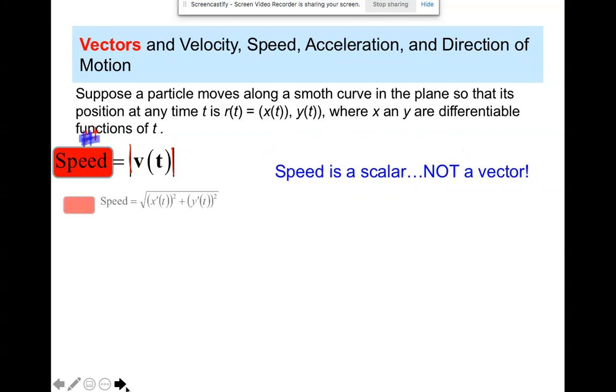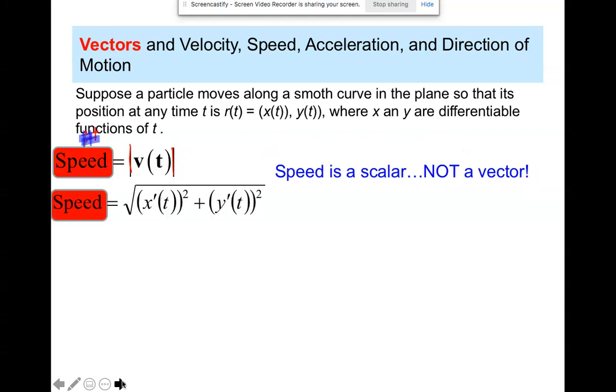And remember, it is not a vector. So there's your speed. Make sure, look at your notes. I think I corrected it, but there was a typo. I just copied over dy dt twice. But it should be dx dt squared and dy dt squared, square root of. Now don't get this confused with the length. The length is the integral of a bunch of those hypotenuses.